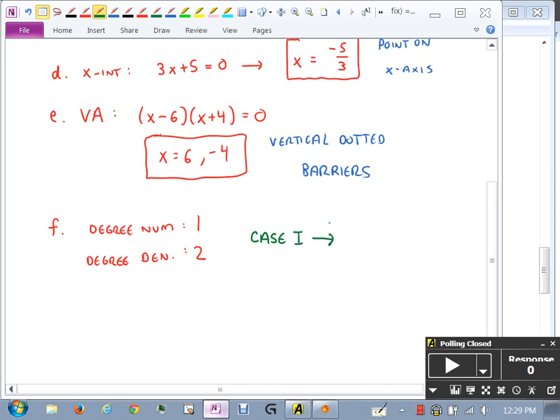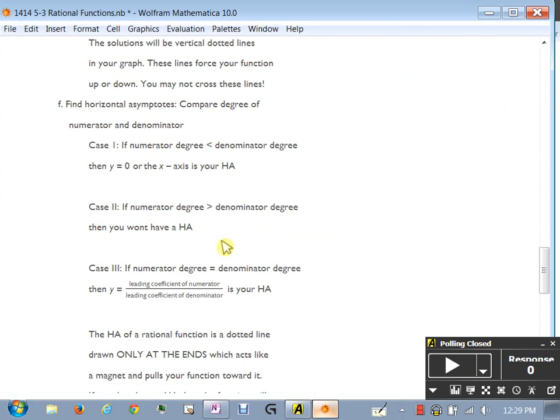And what does case 1 tell us our horizontal asymptote will be? The x-axis, or y equals 0. Y equals 0, right? Y is up and down. Y equals 0 is the x-axis. Or the x-axis, whatever you want to look at it as. Y equals 0, the x-axis are the same thing. It's a line. Y equals 0 is a horizontal line that has a y coordinate of 0 for every point.